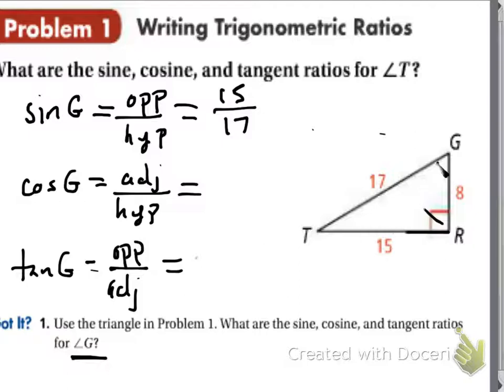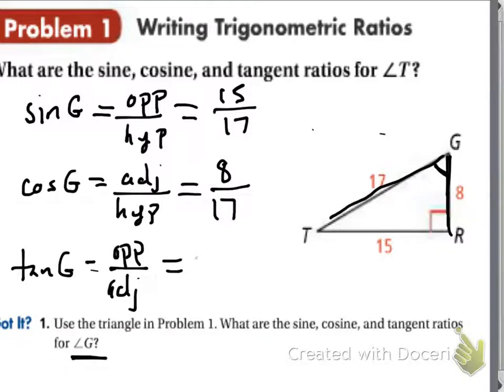Alright, the cosine of angle G. Cosine is adjacent over hypotenuse. So what side touches angle G that's not the hypotenuse? It's this side right here, which is length 8. And then the hypotenuse is 17.